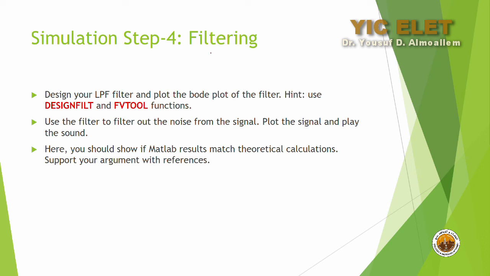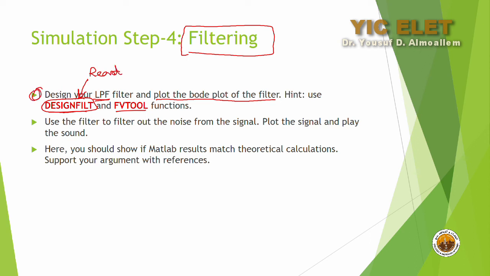Now, the last step is to do filtering. In filtering, you have to design a low-pass filter. There are other options of using different types of filters, but here I'm proposing to go with a low-pass filter. I want you to design that filter and plot the Bode plot of the filter. Use these two functions to help you do this. This is a very, very powerful tool in Matlab, so please read about this more. I did not provide you with the code over here. I want you to go and read more.